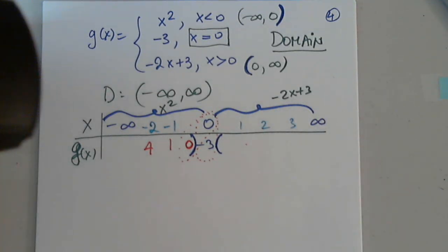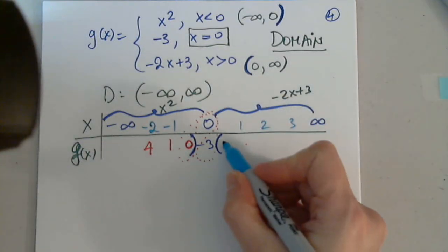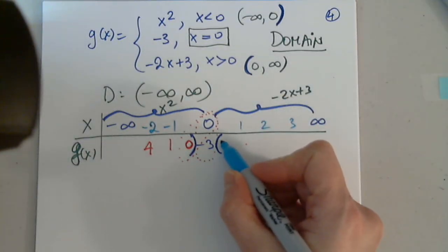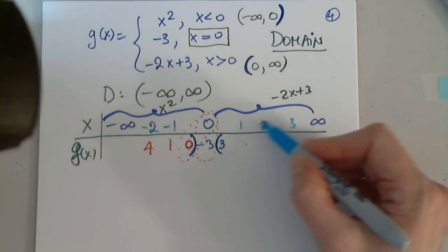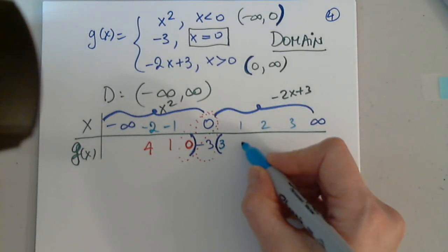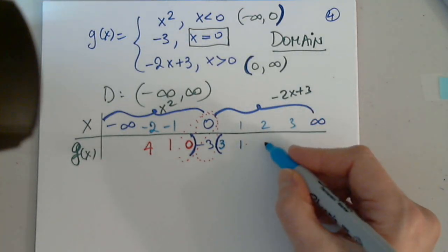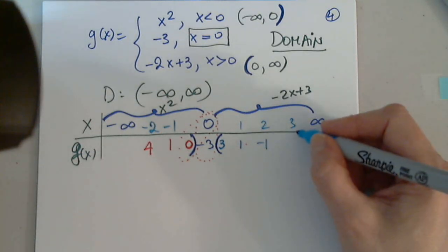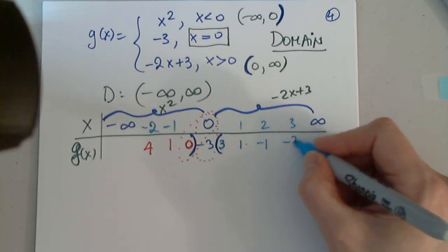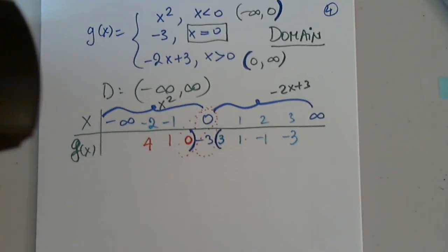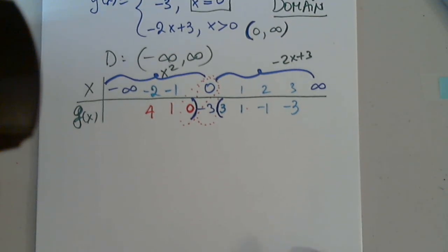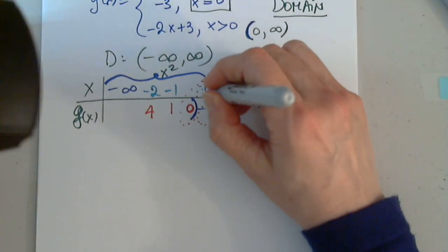Now let's plug in 0 in the other branch. What do we get? 3. Very good. Let's plug in 1. What do we get? 1. Very good. Let's plug in 2 and then 3. Very good. And with 3? Excellent. Do we all understand the steps? Yes. What type of point will 0, 3 be?